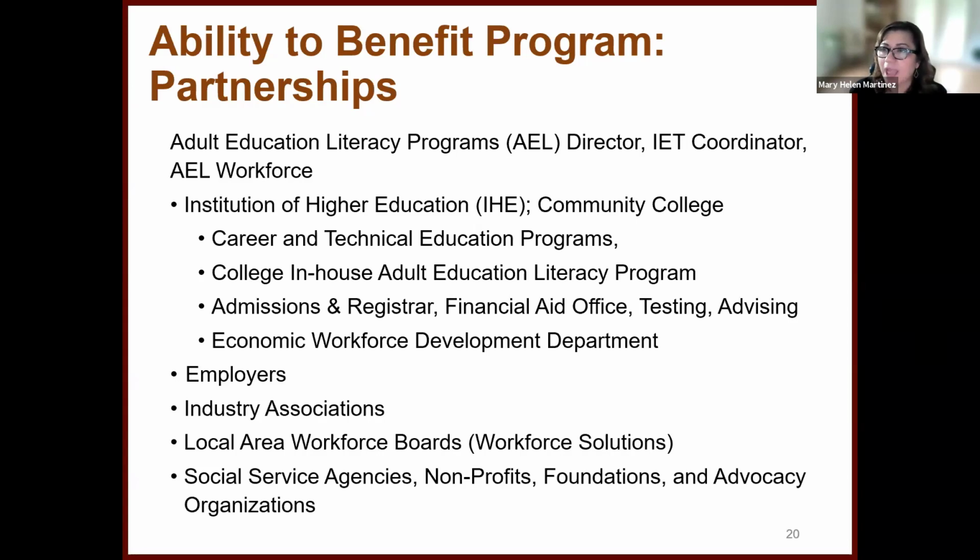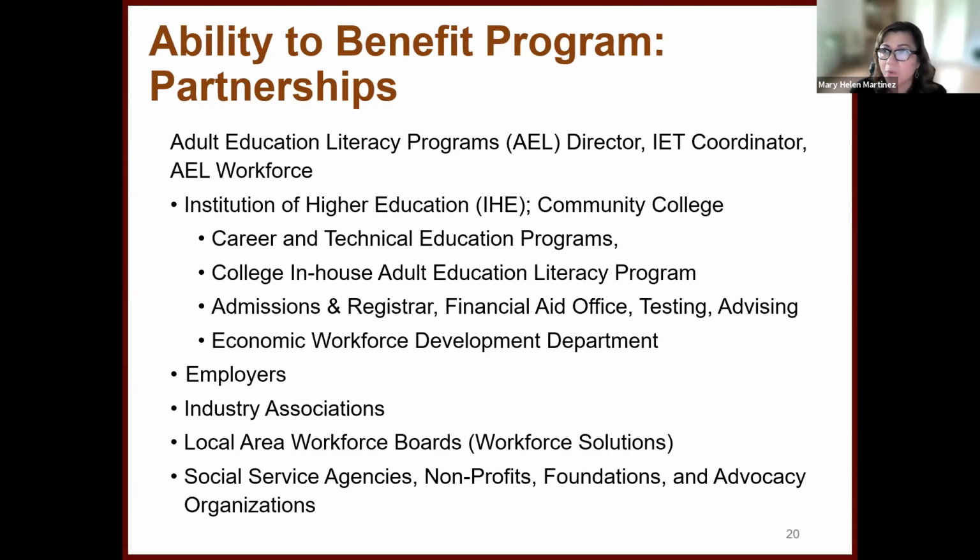Our testing: do you have the ability or the capacity to test, or does your community college? And then of course, advising or your career navigators. And then we have an economic workforce development department. So those that are in-house adult ed programs, what do you have internally that you could partner with as far as another department? Employers, the industry associations, your local workforce boards, your workforce solutions, your social service agencies, lots of nonprofits out there, foundations and advocacy organizations.